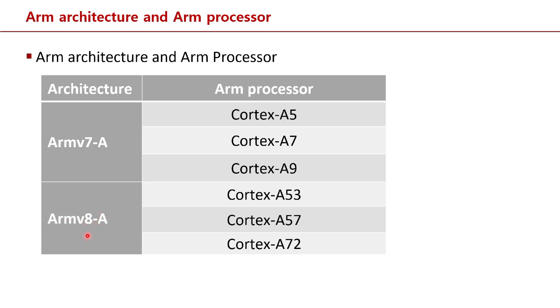So in the ARMv8 architecture, the most used product lines of the ARM processor are Cortex-A53, Cortex-A57, and Cortex-A72, and there are additional product lines of the ARM processor that are included in the ARMv8 architecture. So if you first look at the reference manual of your project, the first thing you have to do is to check the version of the architecture. And the next thing to do is to identify the product line of the ARM processor that is embedded in your chipset.